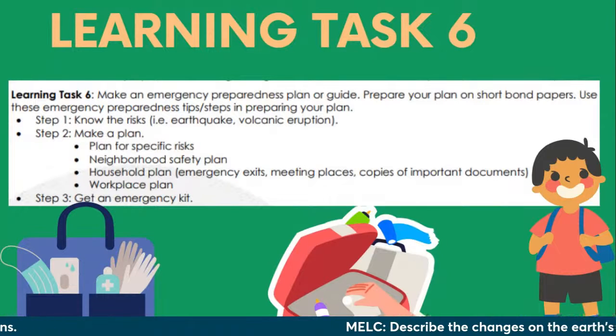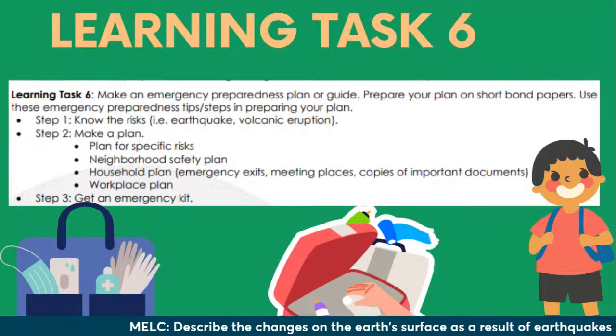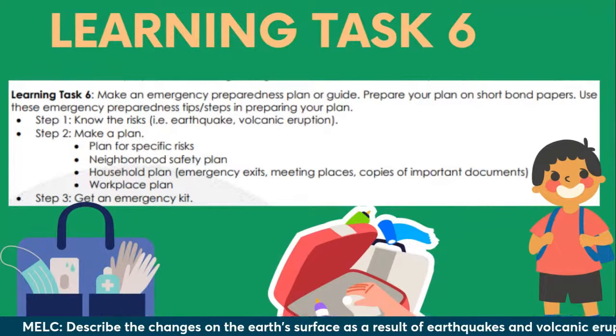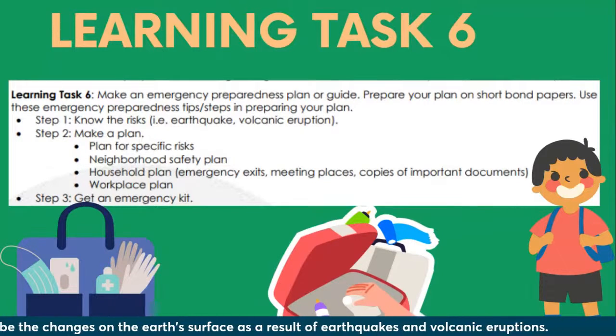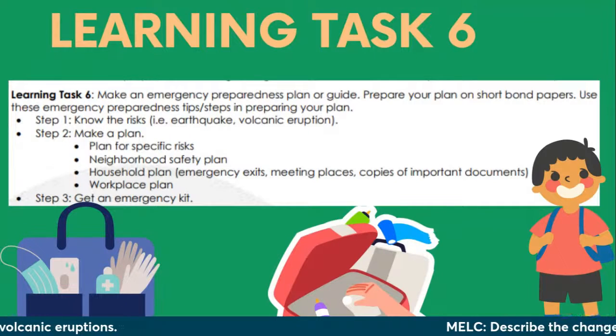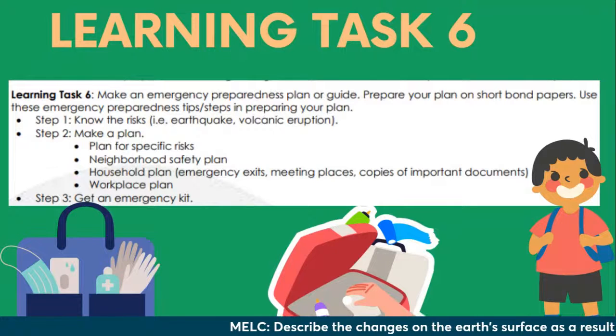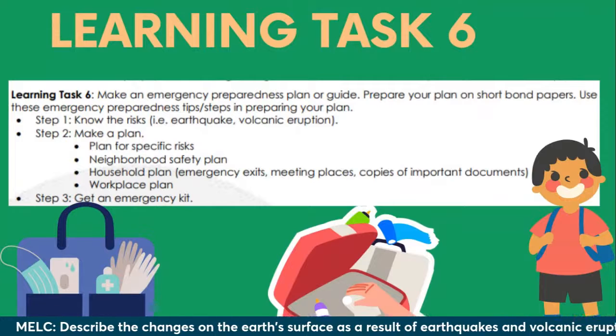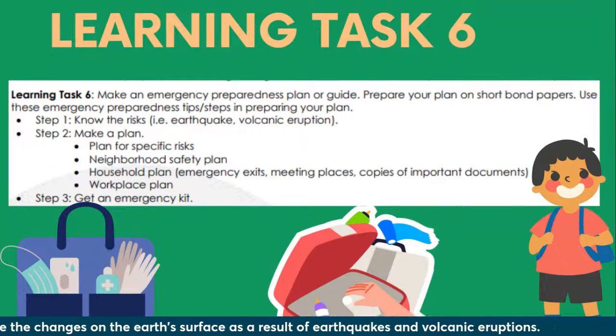Our next learning task is to make an emergency preparedness plan or guide. Prepare your plan on short bond papers. Use these emergency preparedness tips or steps in preparing your plan. Step 1, know the risks. Alamin mo kung ano yung risk. Pumili ka lang. Just choose earthquake or volcanic eruption. Just choose one, okay? Step 2, make a plan.